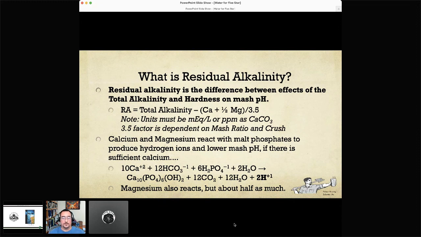Calcium and magnesium, the hardness, react with malt phosphates to produce hydrogen ions, and these hydrogen ions lower the mash pH if there is sufficient calcium in the water. And there's the equation there. That'll be on the quiz later. So memorize that.